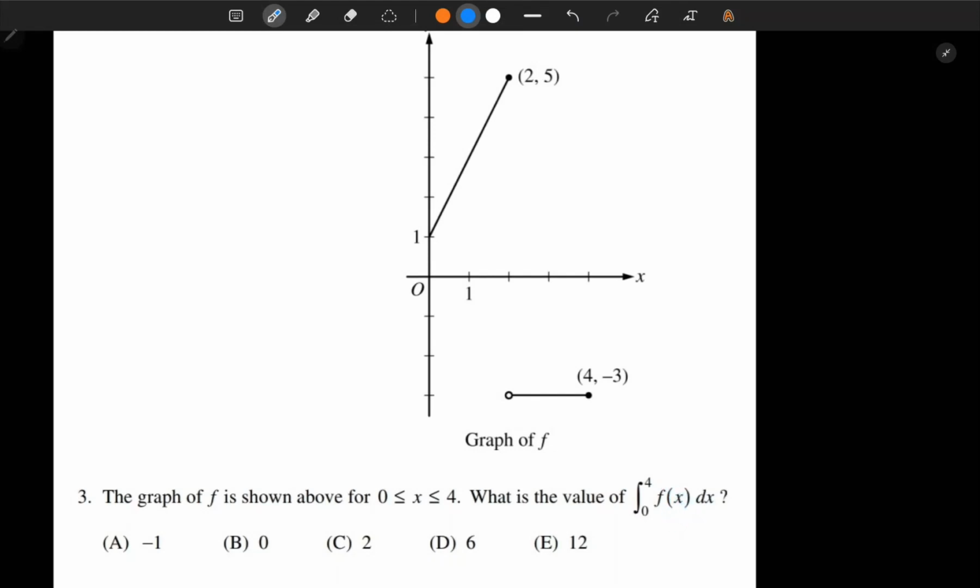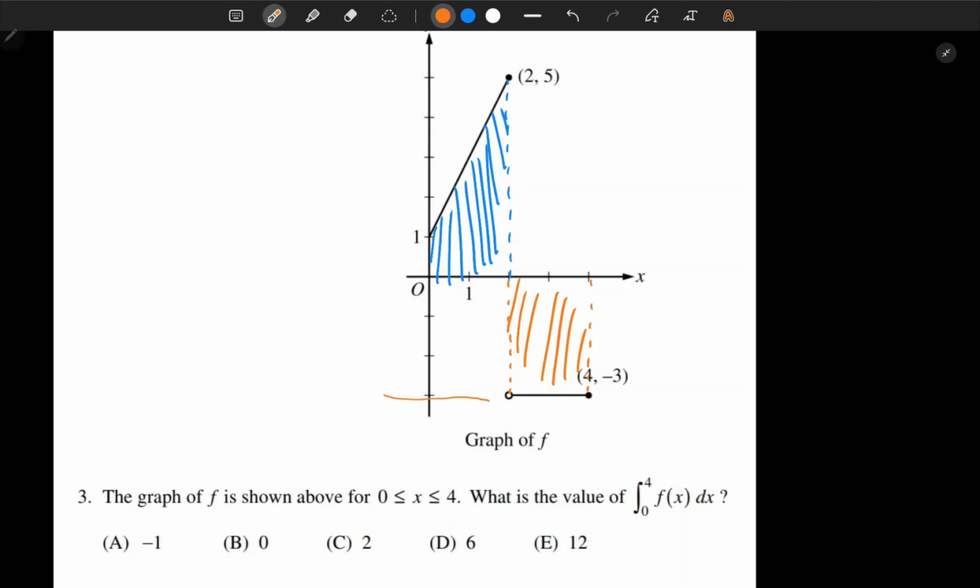Well, geometrically, we know that the integral here should be the area under this graph from 0 to 4. So what I shade in blue has positive contributions to this area, and what I shade in orange has negative contributions. As a note, it doesn't matter that this point here is open and that these 2 points at x is equal to 2 don't match.